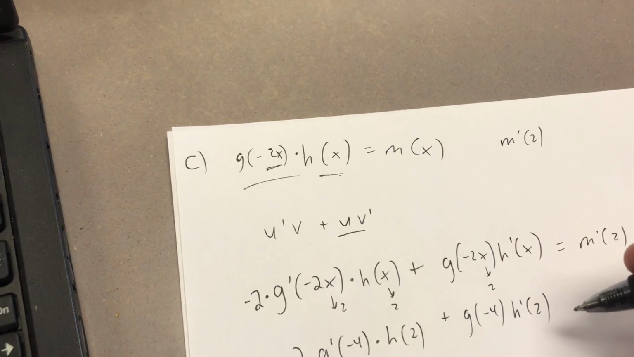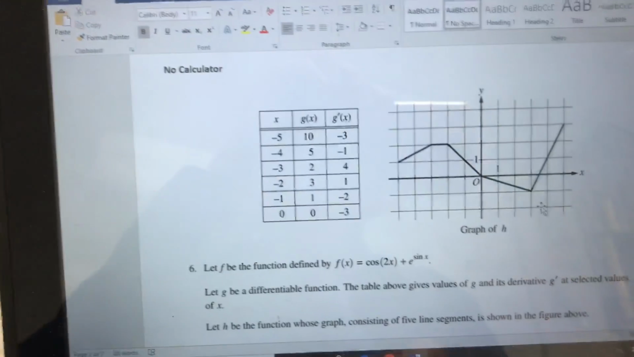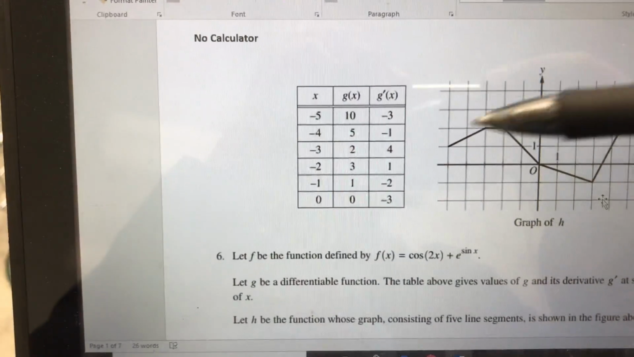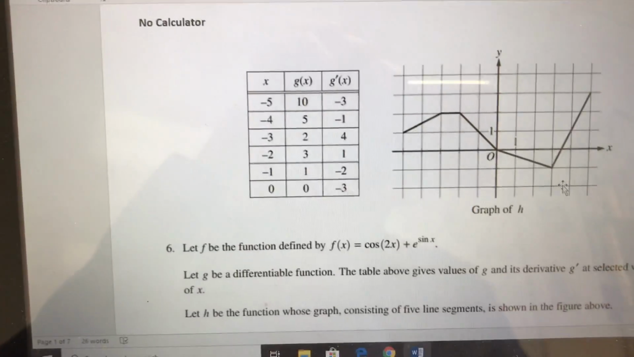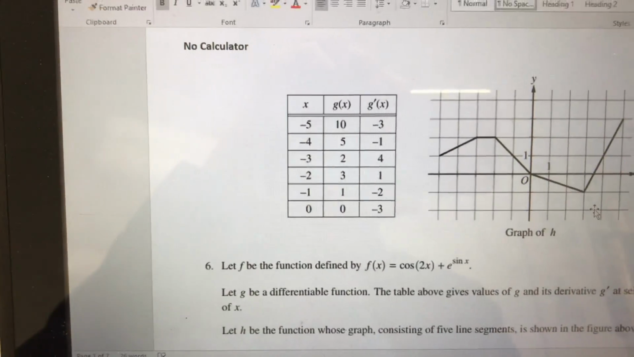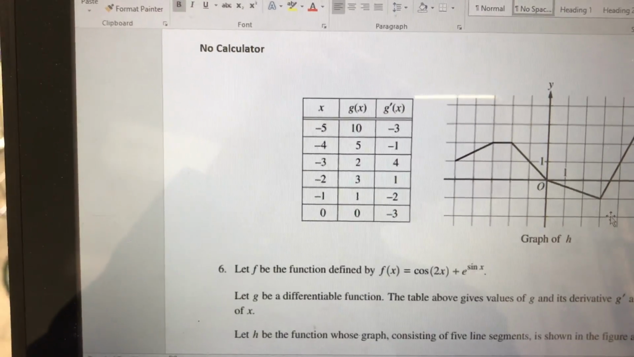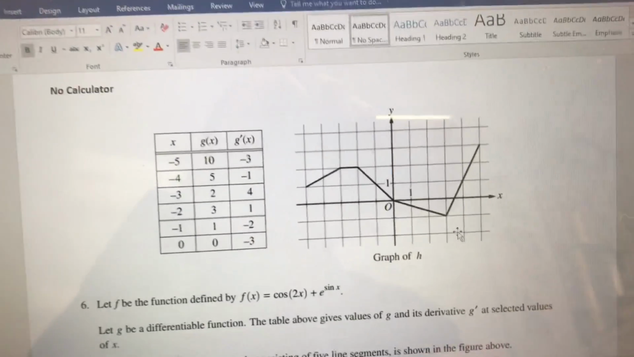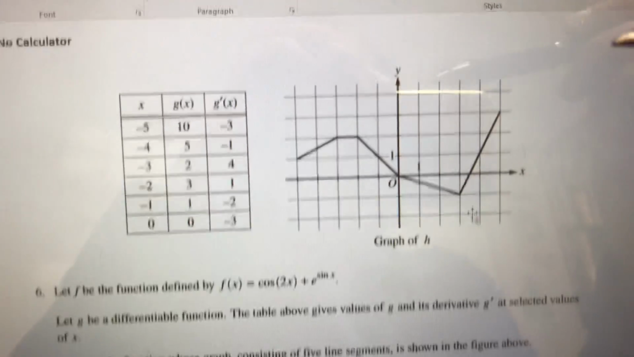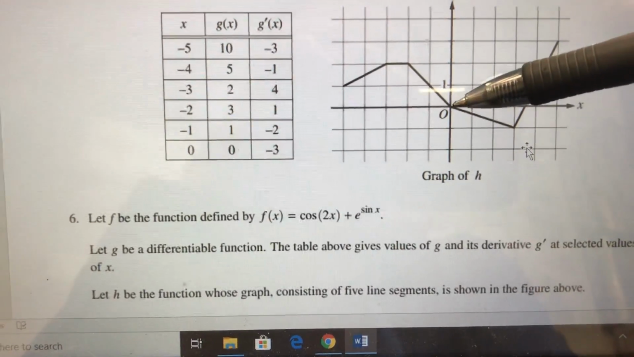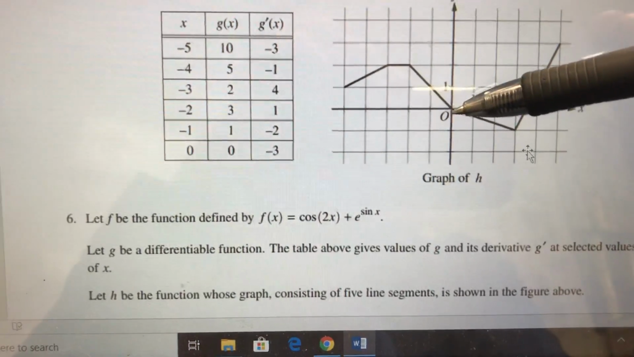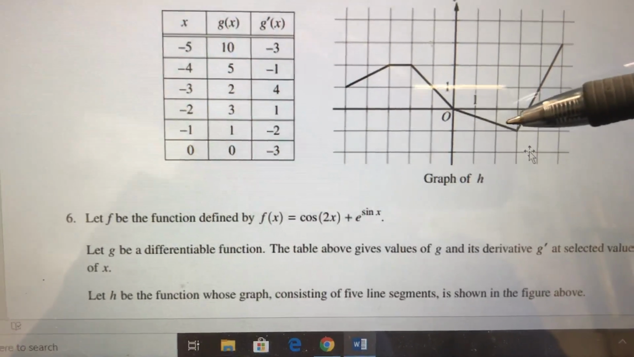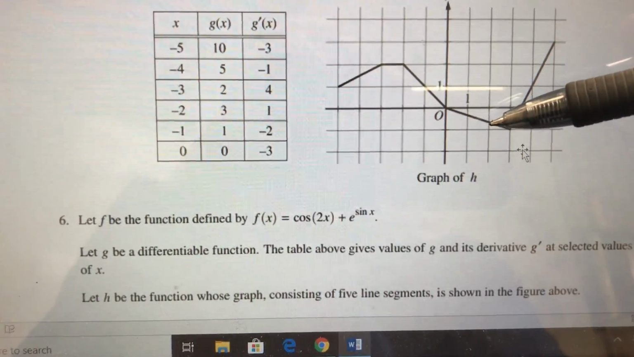Okay, so let's go take a look at these tables and things here and see what we've got. Those g values, we've got a g prime of negative 4. G prime of negative 4, if you look at the table there, is negative 1. Okay, and we have a g of negative 4. G of negative 4 is 5. Okay, and then we want h of 2. H of 2, this slope here is, if you notice your rise and your run, you're going down 1 over 3. So that means you're going down a third over 1, down a third over 1. So that should be negative 2/3 there.